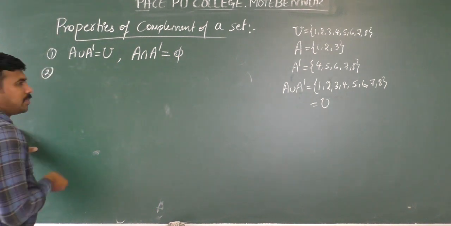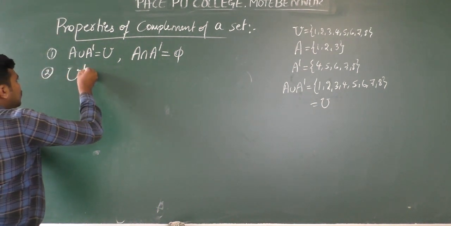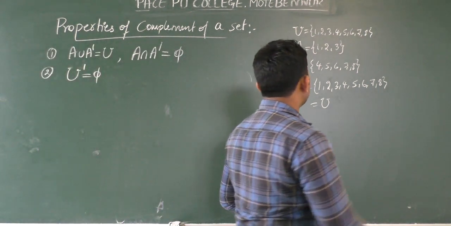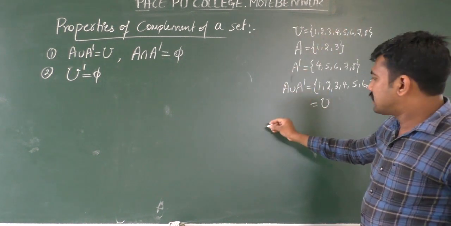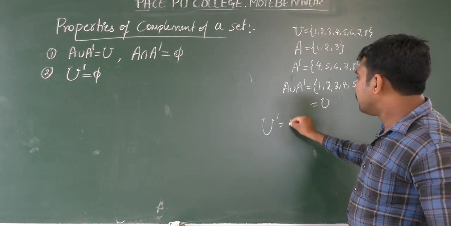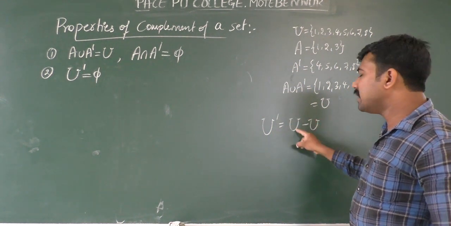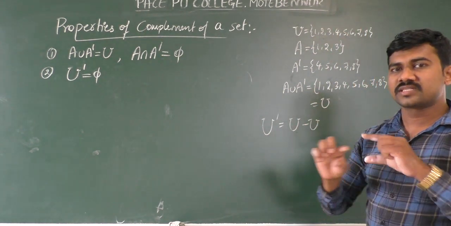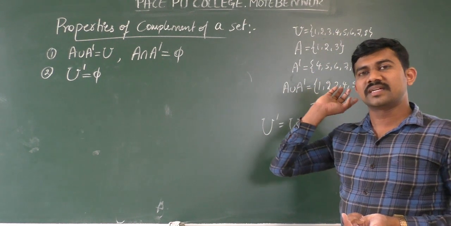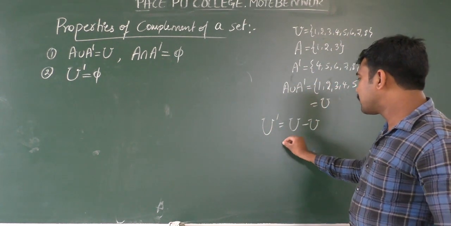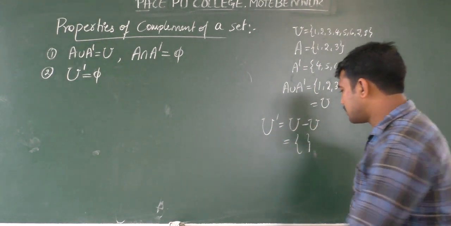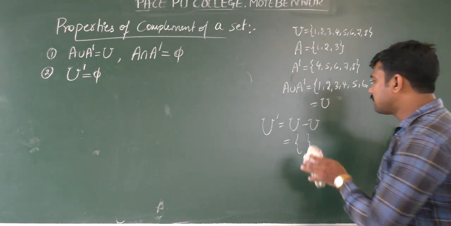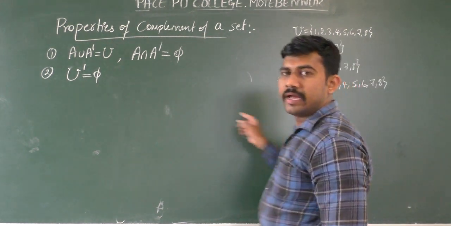Now the second property: U dash is equal to empty. U dash is what? The complement of the universal set. This is the universal set. Its complement means the set of all elements of U which are not in U. We have to select from the universal set those elements that are not in the universal set, so there were no other elements. So this set is the empty set, the null set. So we can say directly U complement is nothing but the empty set. Always remember, U complement is nothing but the empty set.